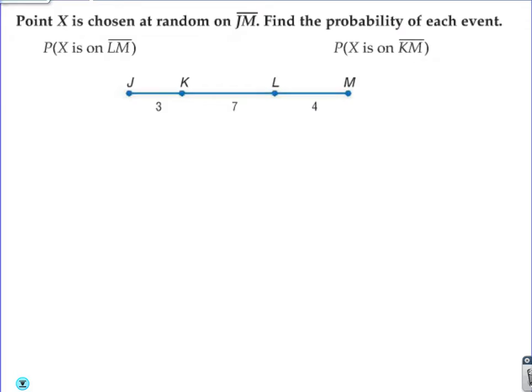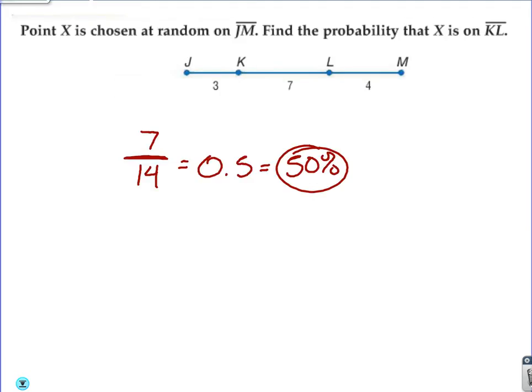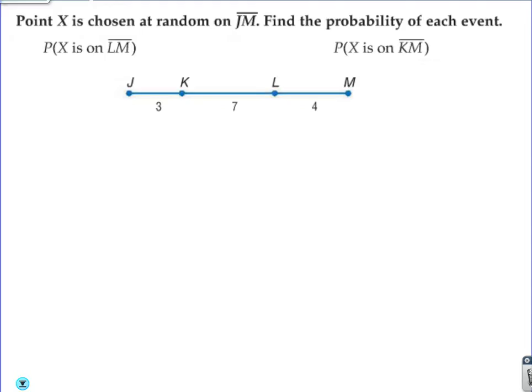Point X is chosen at random on JM. Now, was that last one not the same problem? Oh, well. What's the probability that you choose an X value that's on LM? Well, how long is LM? Out of the whole line, yeah. Back when you were doing the probability of choosing a red marble, if you got 5 reds and 2 blues, it's the same type of problem. So we got 4 out of 14, which when we reduce it gives us about 0.28.